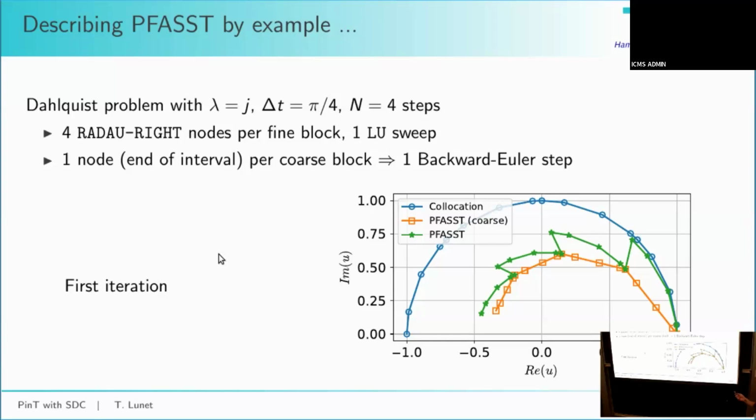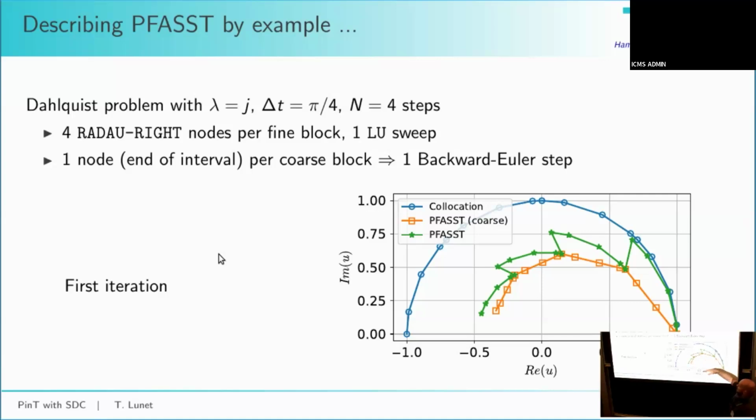And as I say, for PFASST, I use Radau nodes on the fine block and just one node at the end of the interval. So I start with the coarse sweep on the coarse level. That means I compute here the first solution. So it's like a backward Euler, but then I interpolate using some linear interpolation to have the solution here. And then I do this thing and this thing. And that's what we see here. That's the coarse sweep of PFASST that is done in parallel.